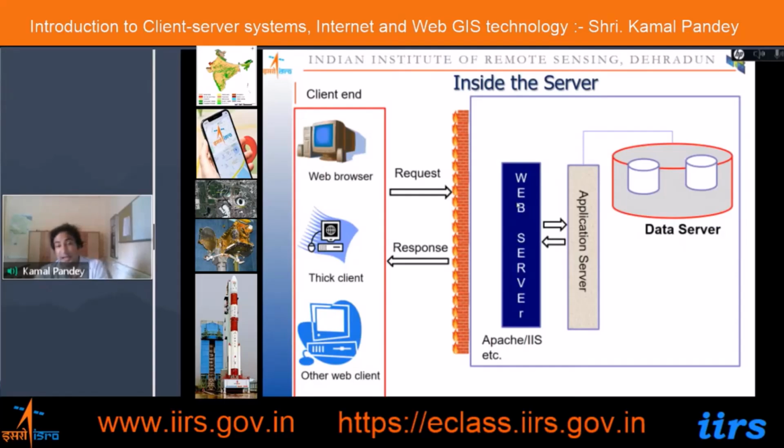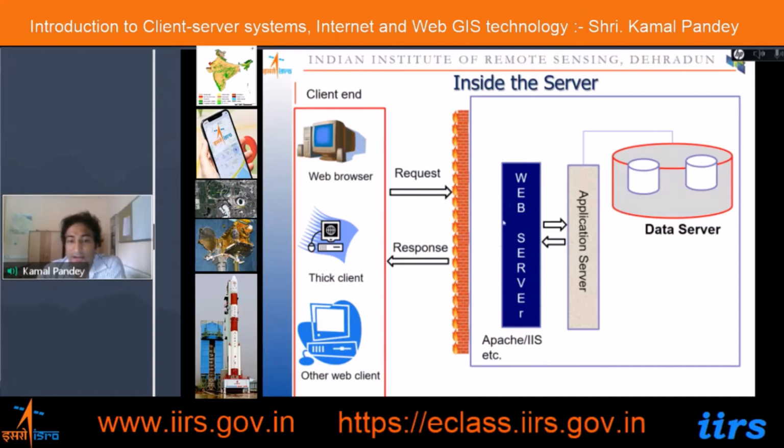Now, what happens inside the server here? So the browser can be from a computer, it can be from a thick client, or it can be from some mobile phones also. It can be from anywhere. So they all can make a request. It enters the firewall. The firewall scrutinizes the request. It sends it to the web server.